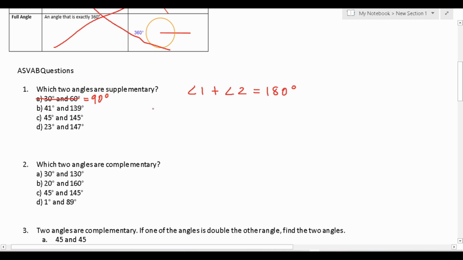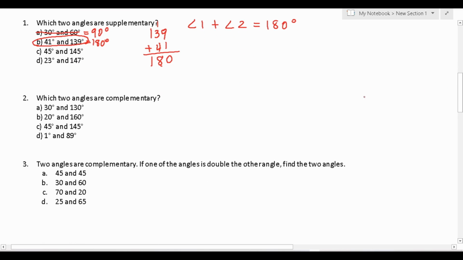41 and 139. Let's go ahead and work that off to the side. 139 plus 41. 9 plus 1 is 10. Carry the 1. 3 plus 4 is 7, plus 1 is 8. And 1 plus nothing is just 1. So we can see that these two angles do in fact add up to 180 degrees. Therefore, we know they are supplementary angles. And of course, that's the answer to this question. Okay, so that was the first one.